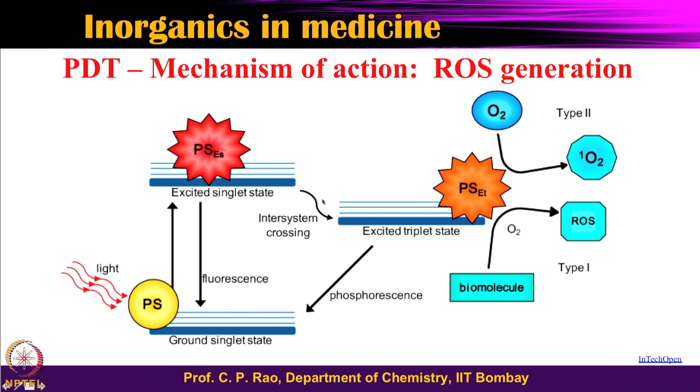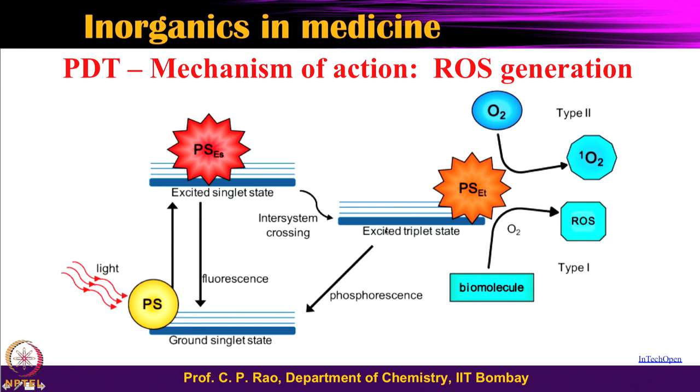vibrational states. And from these vibrational states, it can return back to the zero vibrational state and release the energy in the form of fluorescence, or in some cases it can even go into an intersystem crossing. Intersystem crossing is because this is a singlet state and this is a triplet state. So, singlet to triplet is not allowed. It is a forbidden kind of transition. But such forbidden transitions do become available, and then you get into the triplet state.